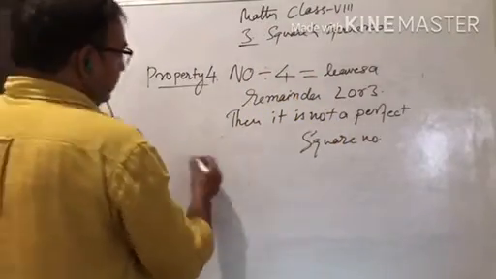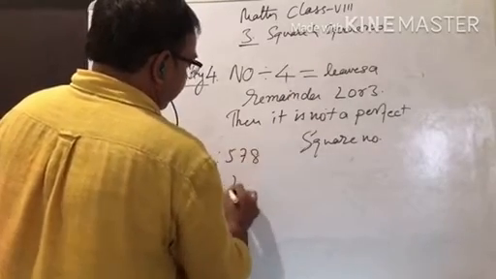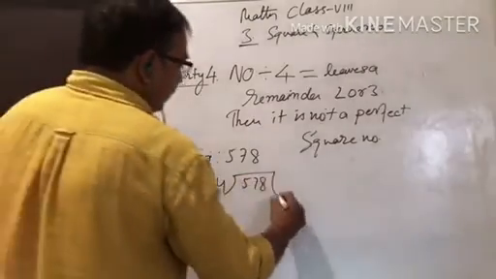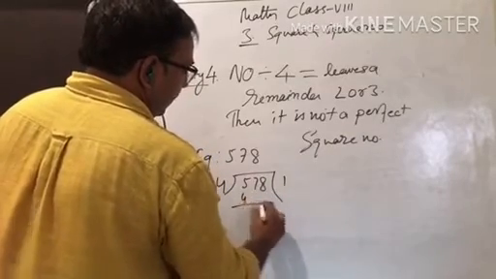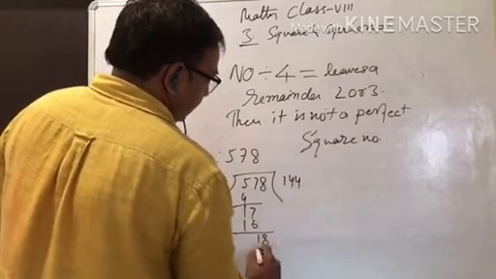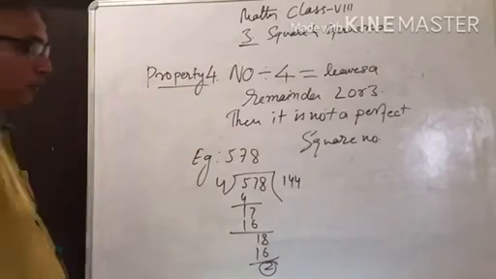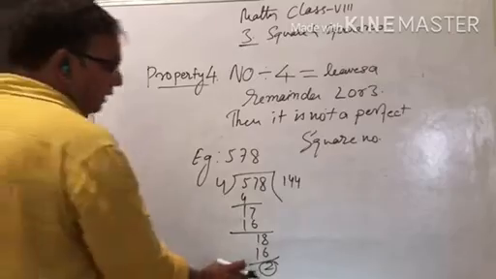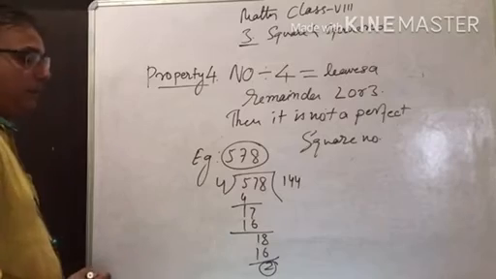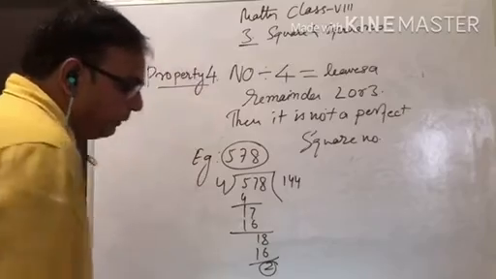Again, there is an example like 578. If we divide 578 by 4, you can see what the remainder is. 4 ones are 4. This is 17, 4 fours are 16, then it's 18 and 4 fours are 16. The remainder is 2. If the remainder is 2, then 578 is not a perfect square number. This is our property number 4. Now move to property number 5.